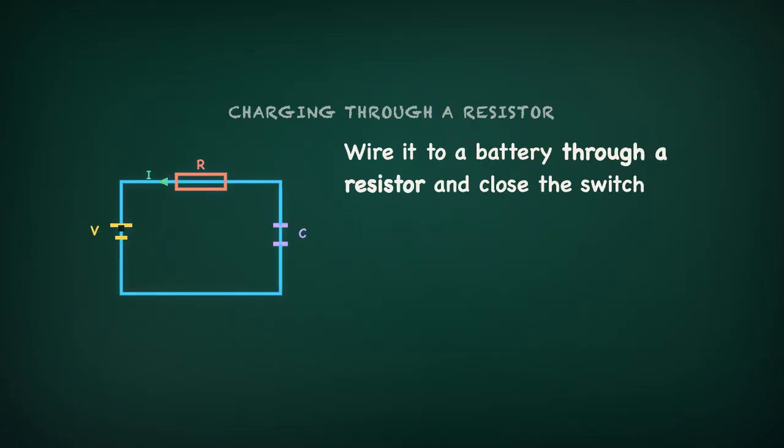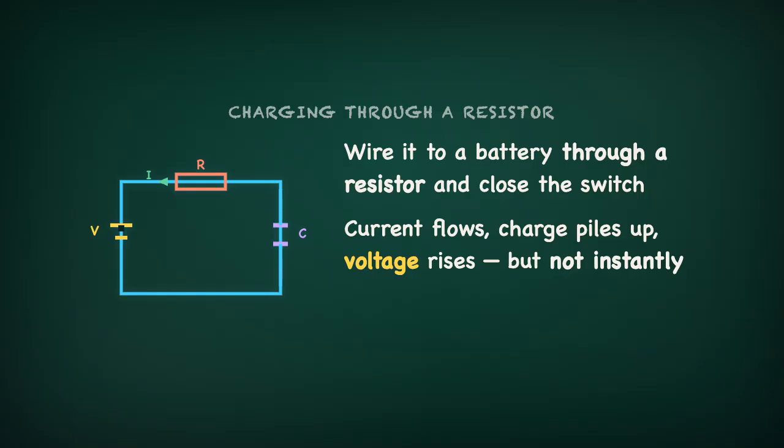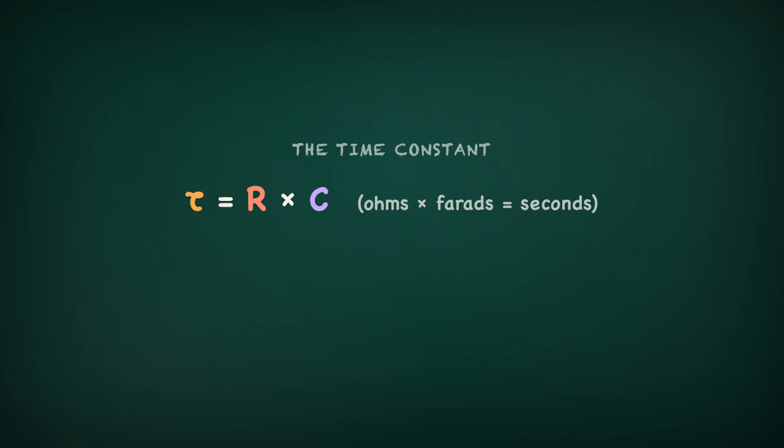Now let's charge one. Wire it to a battery through a resistor and close the switch. Current flows, charge piles onto the plates, and the voltage rises. But not instantly. It follows a curve, fast at the start, then slower and slower as the capacitor fills up. How fast? That's the time constant. Tau equals R times C. Ohms times farads gives you seconds.